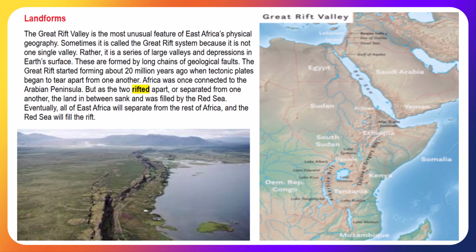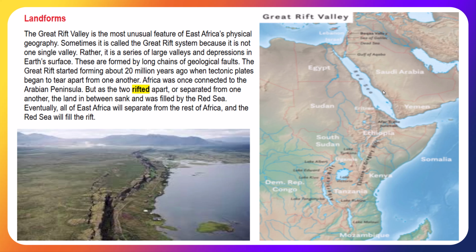Question number 14. What is the Great Rift Valley, or the Great Rift System? That is the series of large valleys and depressions that we have in Earth's surface, and you can see those right here forming the part that makes up East Africa. And it is a very unusual feature of East Africa's physical geography, as the textbook says.